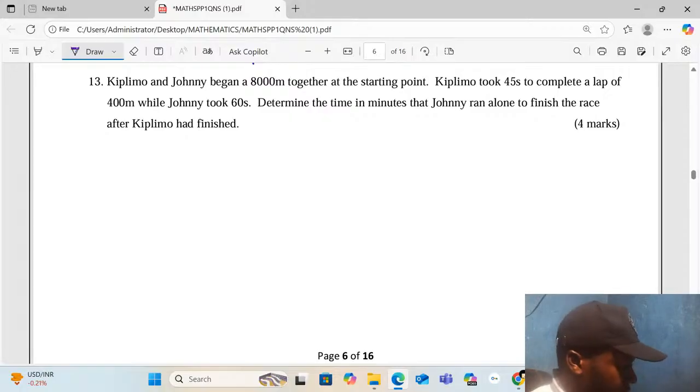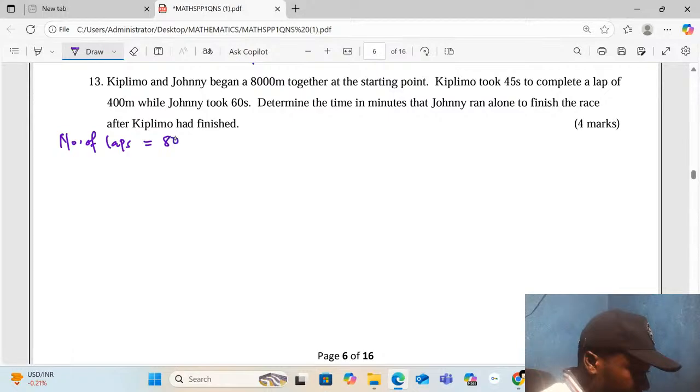First of all, we look for the number of laps to be covered in 8,000 meters. The number of laps will be equal to 8,000 meters divided by 400. So the number of laps is going to be 20 laps.